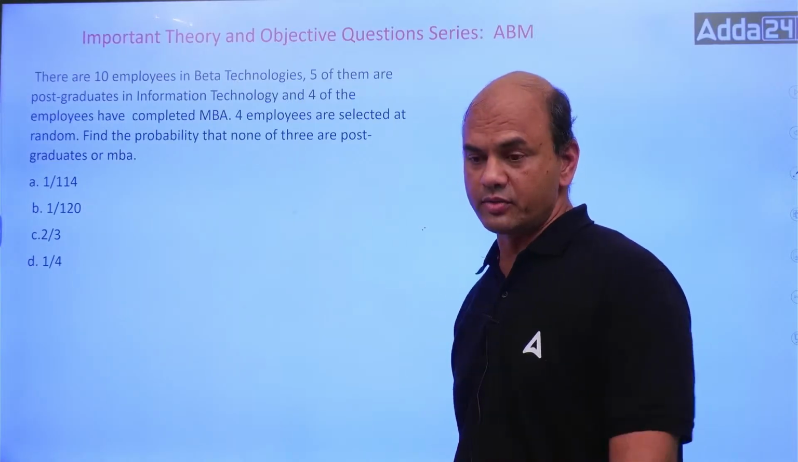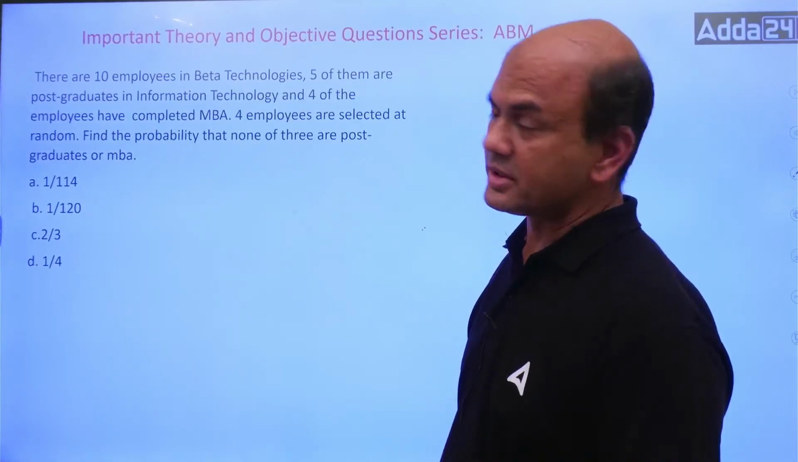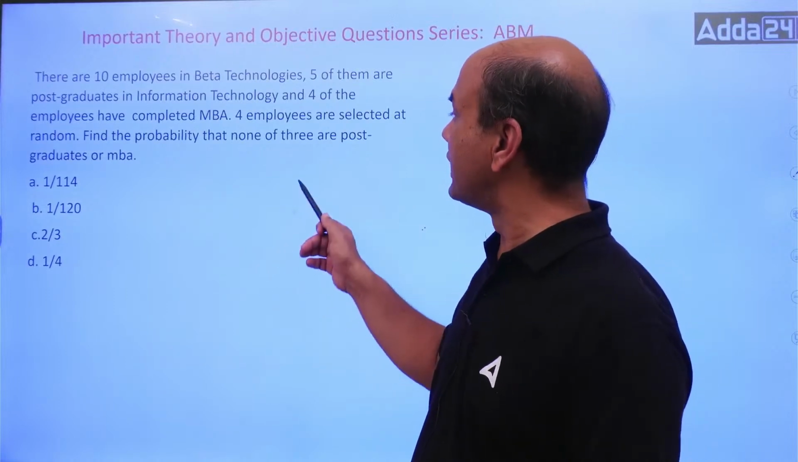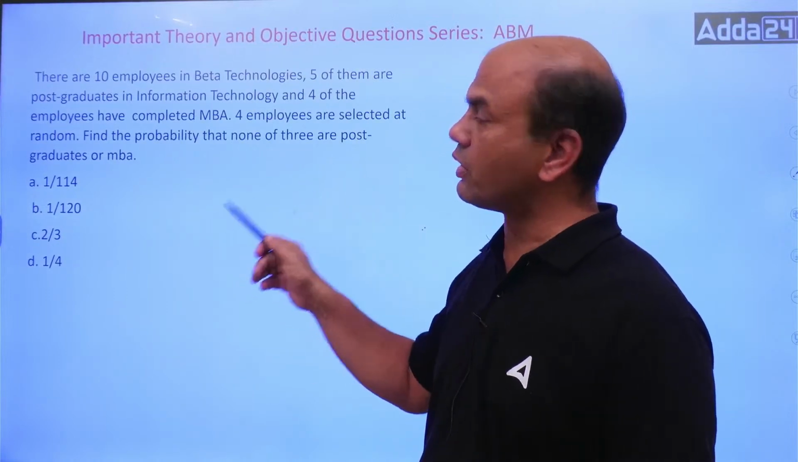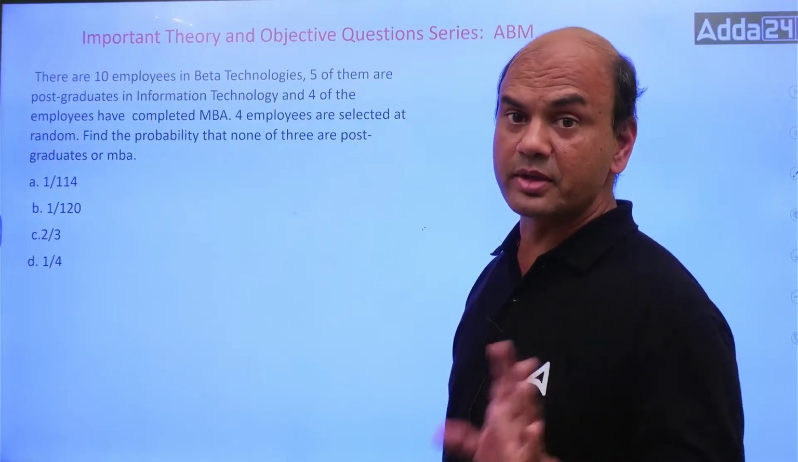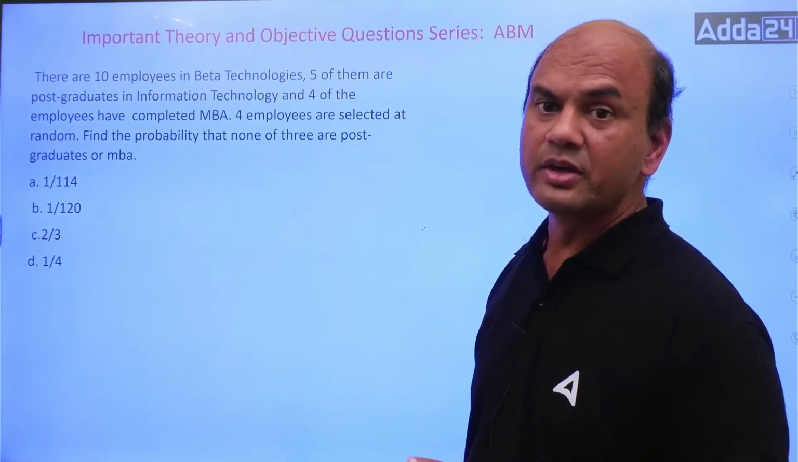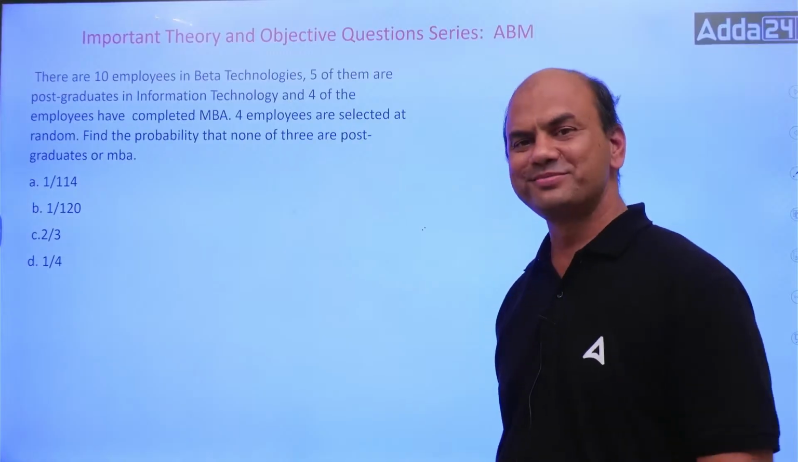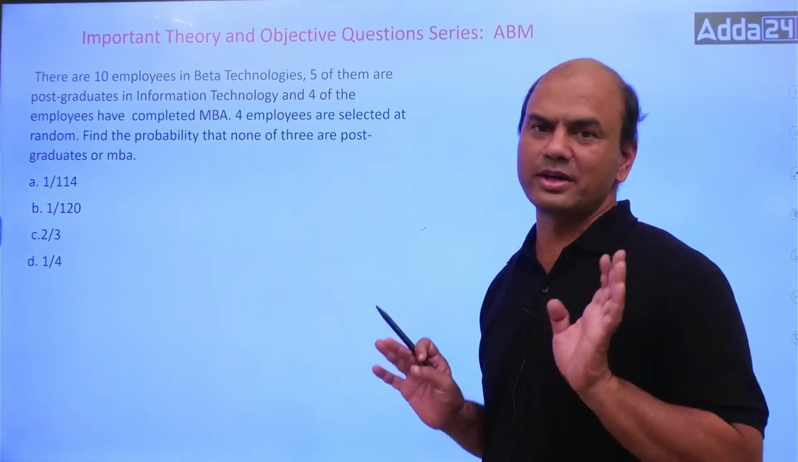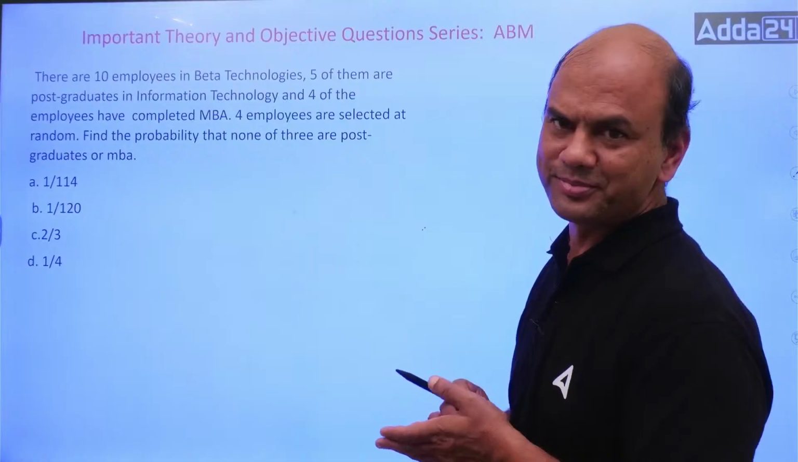4 employees are to be selected at random. 4 are selected now. Now the question is, find the probability that none of the 3 are postgraduates or MBA. So none are postgraduates or MBA. We don't want any PG. We don't want any MBA. Now this problem is difficult. It's not that simple.